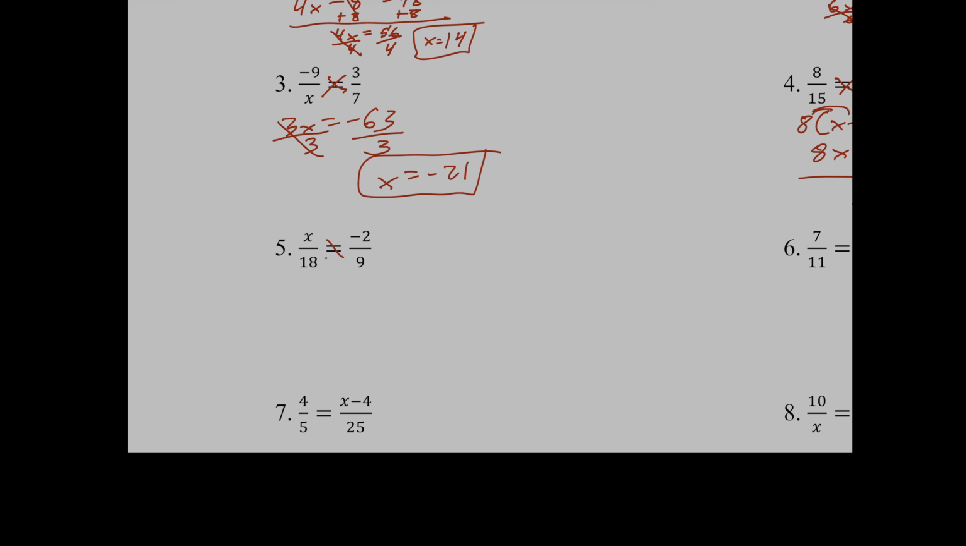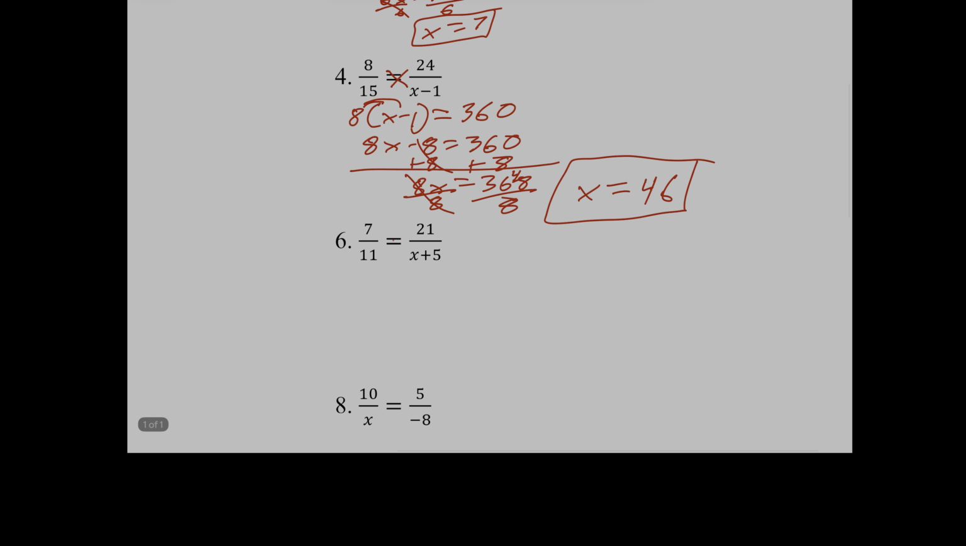All right, let's go on to number 5 here. Cross multiply. 9x equals negative 36. All we're going to do is divide by 9, and my answer will be a negative 4. Negative times a positive is a negative. All right, cross multiply.